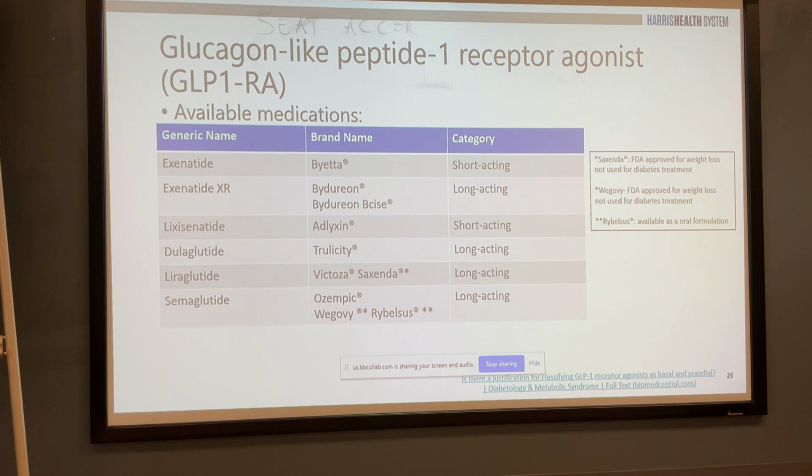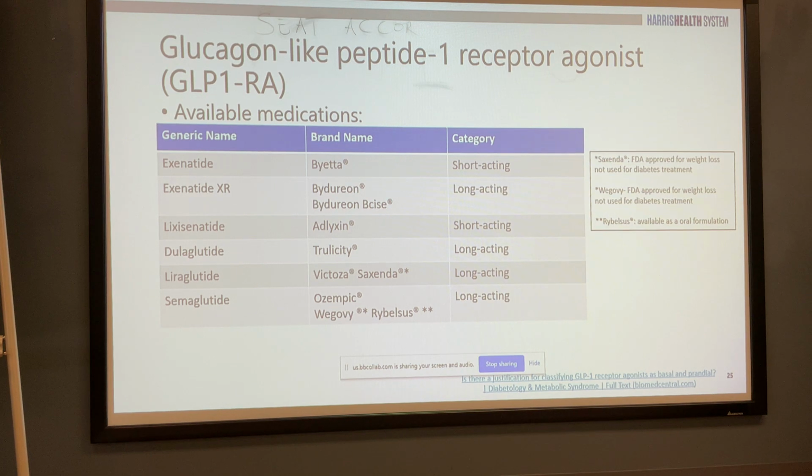So here I listed all of the available medications for you by generic and brand, and I also categorized them for you. The categorization of short acting and long acting depends on their half-life. Lixisenatide and exenatide immediate release, or Byetta, are classified as short acting, and that's because their half-life is about 2 to 5 hours. But the other ones have a much longer half-life of up to, I'm going to say, 12 hours to several days, which is where you get into some of those once-weekly options.